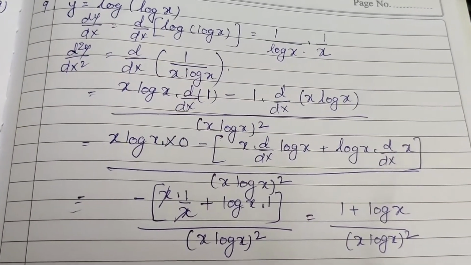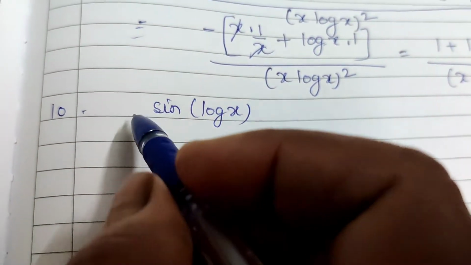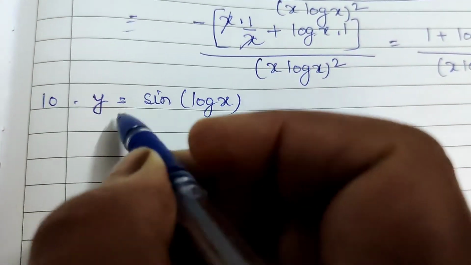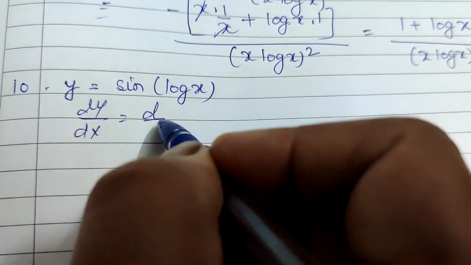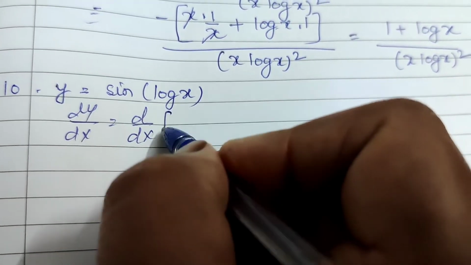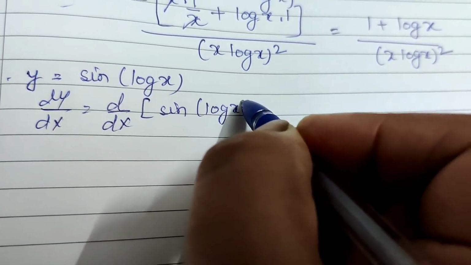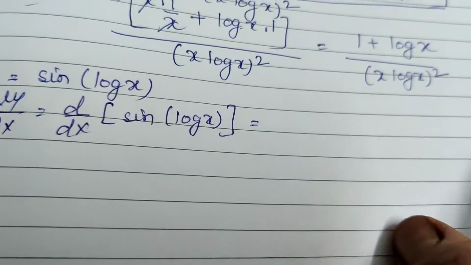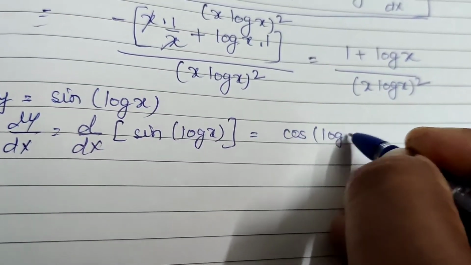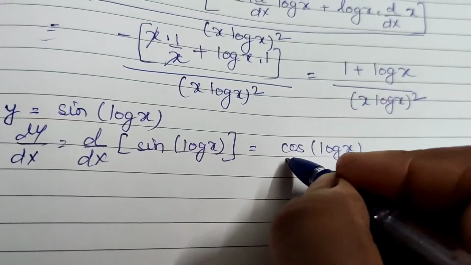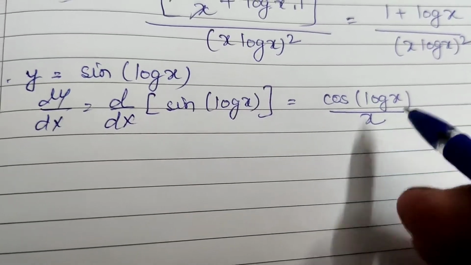Question number 10. The question number 10 is sine log x. Take it is equal to y. Now dy over dx, d over dx of sine log x. The differentiation of sine is cos log x, and differentiation of log x is 1 upon x. Cos log x upon x.